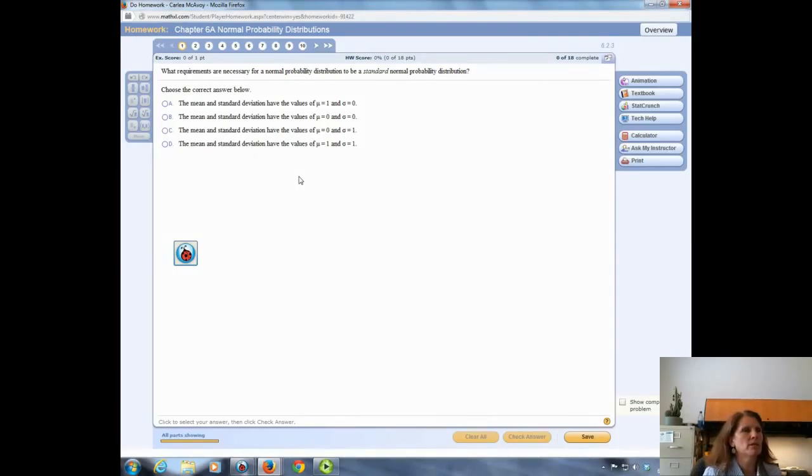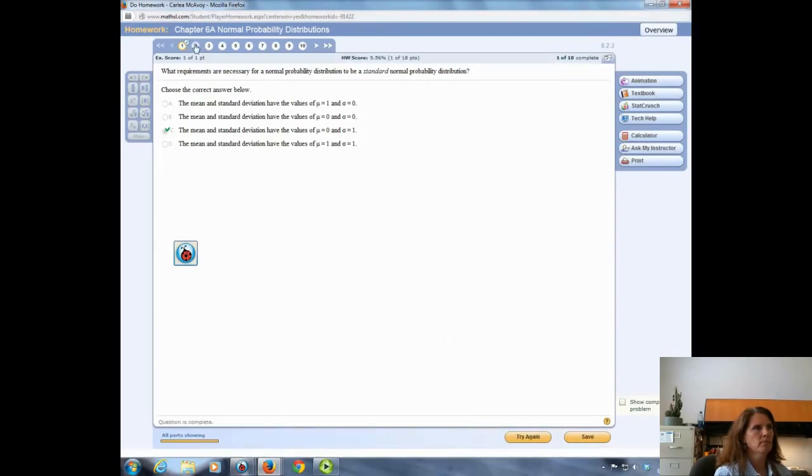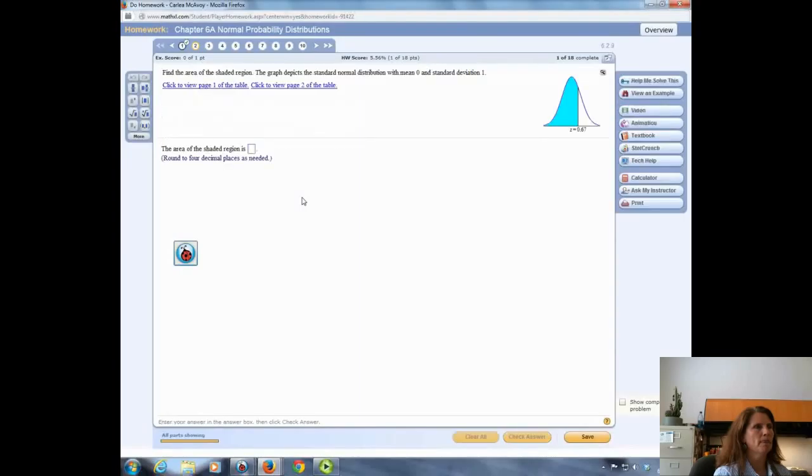What requirements are necessary for a normal probability distribution to be a standard normal probability distribution? They standardize it, it makes it easy to work with. So they make the mean 0, so the middle of your bell curve is 0, and they make the standard deviation 1. That just makes it easier to work with. So let's see where they have that. The mean should be 0 and the standard deviation is 1 right here at C. That's what they're talking about when they standardize it.